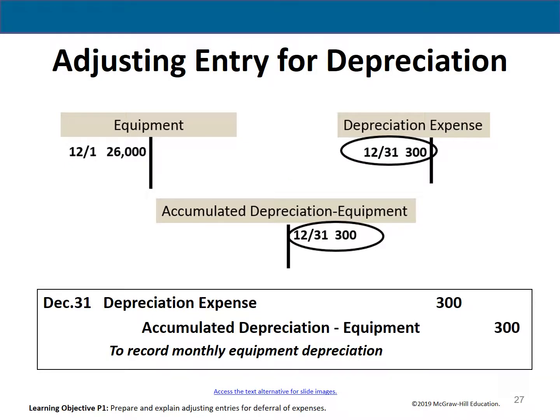So there's your journal entry. Debit depreciation expense, which is an expense account. That's how much of the cost of the equipment we actually are going to expense based on our formula. Credit the contra asset, accumulated depreciation, and they have equipment. And you'll see how this all jives together in a little bit.